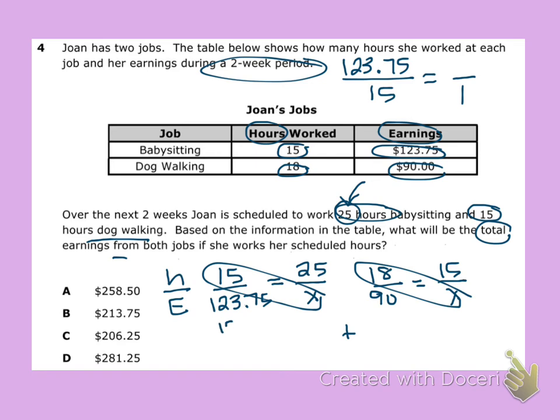So 15x equals 123.75 times 25. And finish that out. And then 18x equals 15 times 90, and finish that out.